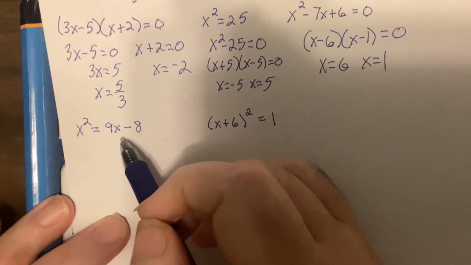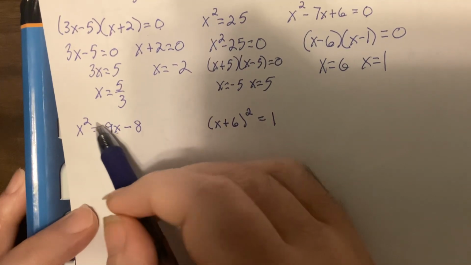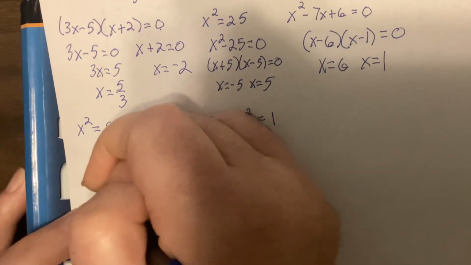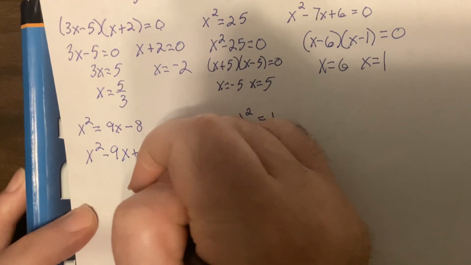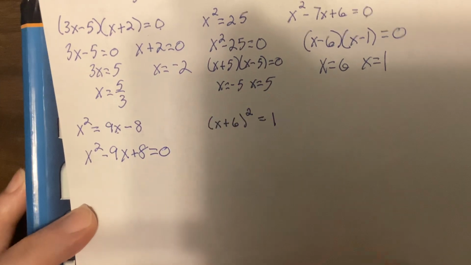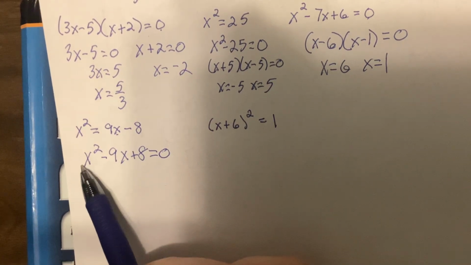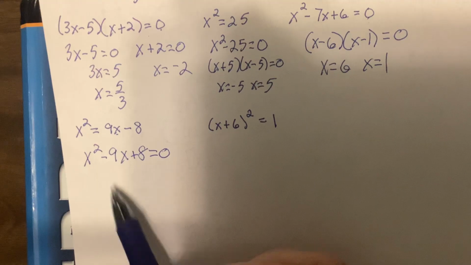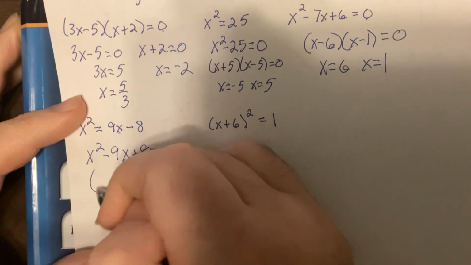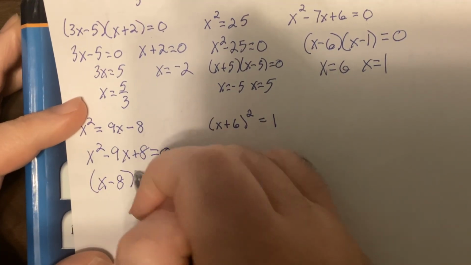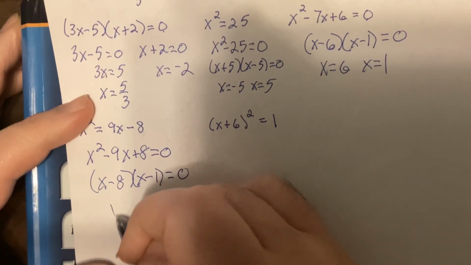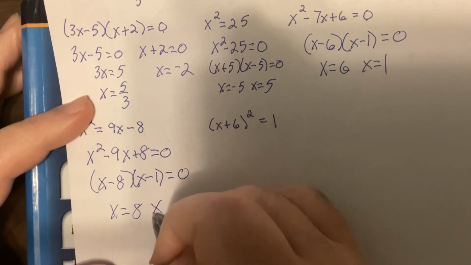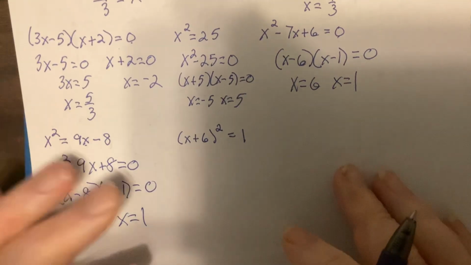Here, does it equal 0? No. So I'm going to subtract 9x and add 8 to get 0 on one side. I like to keep the coefficient of x squared positive. It's easier to factor, so it'd be x minus 8, x minus 1. So x equals 8 or x equals 1.